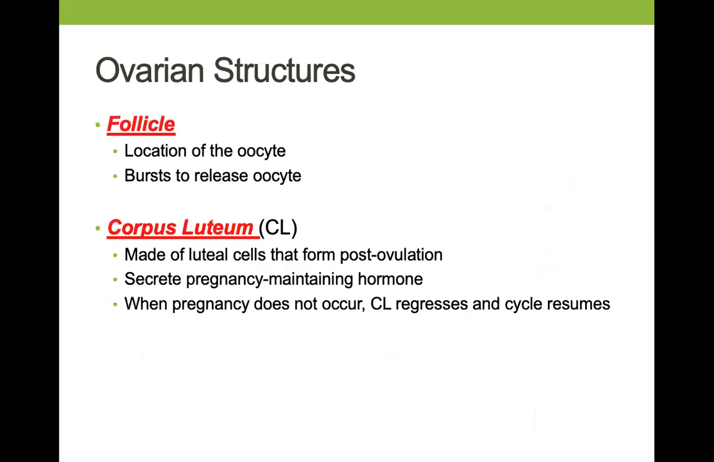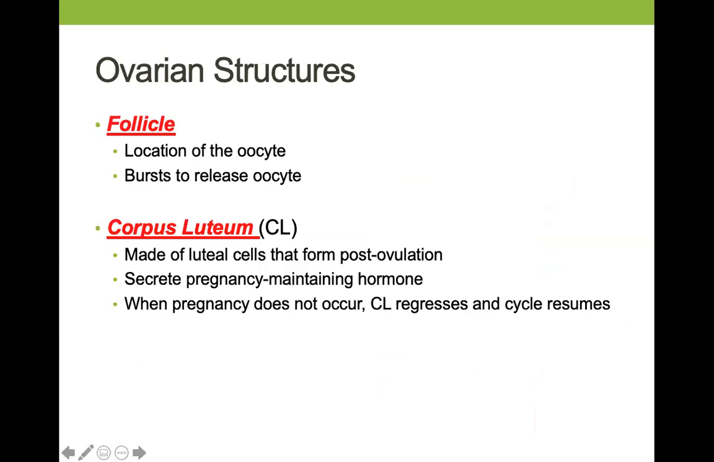Okay, so now we're going to kind of backtrack a little bit and go back to talking about some of the structures that you can see on the ovary. All right, so we talked about the ovary first, remember, and its main function really was to produce the egg, but it does have a couple of different structures on it that are responsible for that egg itself, and then it's responsible for supporting pregnancy.